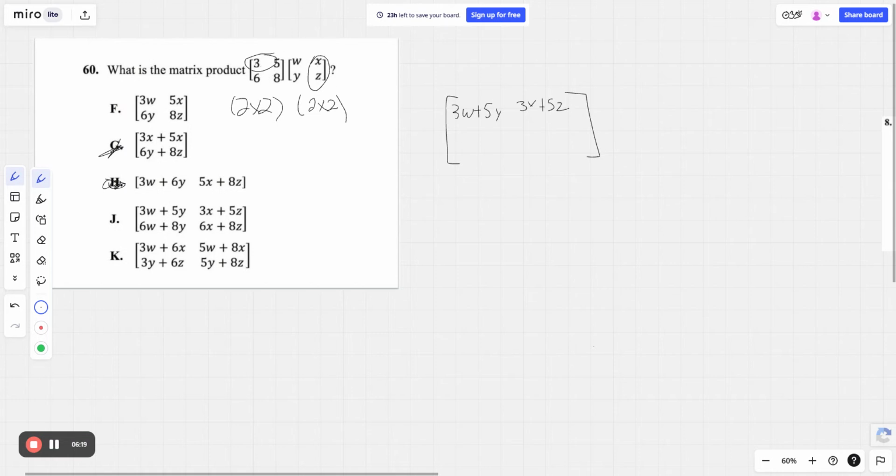Now that we've found the top row, we can move down and just continue the pattern going like this with this, right? So we get 6w plus 8y, and we do the exact same thing across from here to here, 6x plus 8z, right? And we just look across for what matches: 6x, 8z, 6w, so our answer would be J in this case.